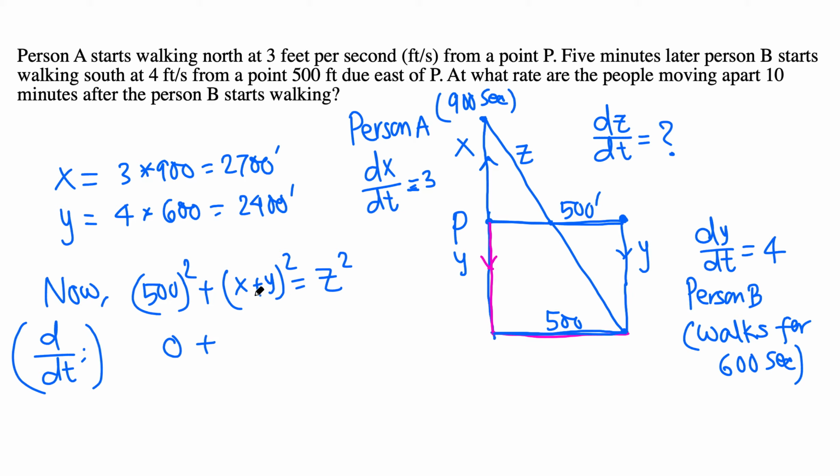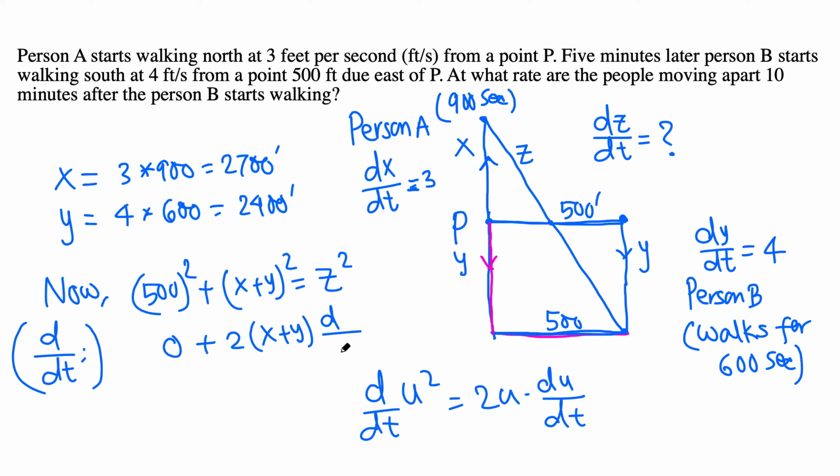Plus, it's the chain rule. When we have u squared, the derivative is just 2u times u prime, which is du over dt. So 2(x plus y) times d over dt of (x plus y) equals g squared, the same idea, so that is 2g dg over dt. Okay, so we differentiated both sides. Now all we have to do is plug in the given and find the unknown.